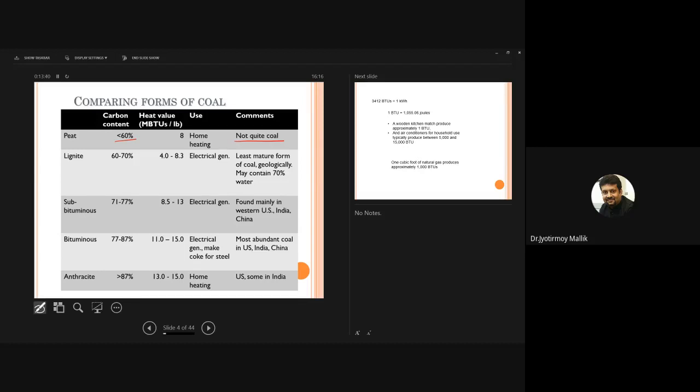Now then there is lignite, which has carbon content of 60 to 70%. Heat value you can see ranges between 4 to 8.3. What is it used for? Sometimes for electric generation, you can use lignite as a fuel in your power plant station. It's the least mature form of coal, geologically, and may contain almost 70% of water.